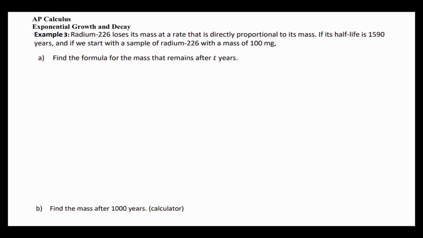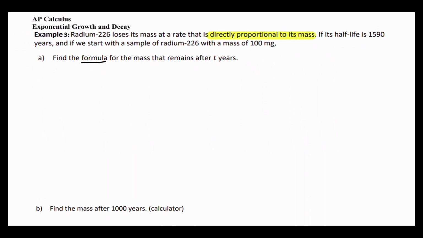Radium-226 loses its mass. So this one's decaying. Not growing, it's decaying. It loses its mass at a rate that is directly proportional to its mass. Right there. That tells us it's going to be an exponential decay or growth. If its half-life is 1,590 years, and if we start with a sample of radium-226 with a mass of 100, find the formula, find the equation.